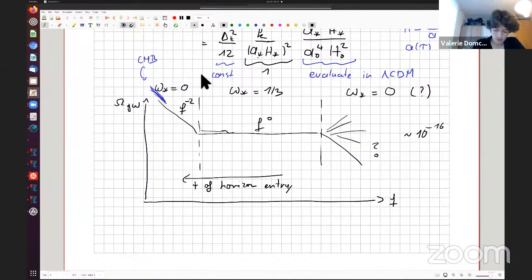So just to add the labels here. This line corresponds to matter radiation equality, right? This line here corresponds to reheating, which separates the different equations of state of the universe. Okay, do we have any more questions?